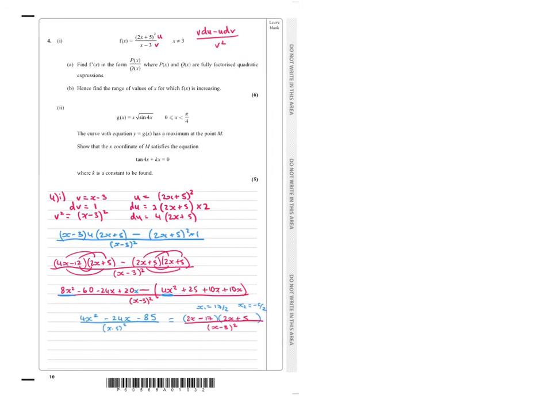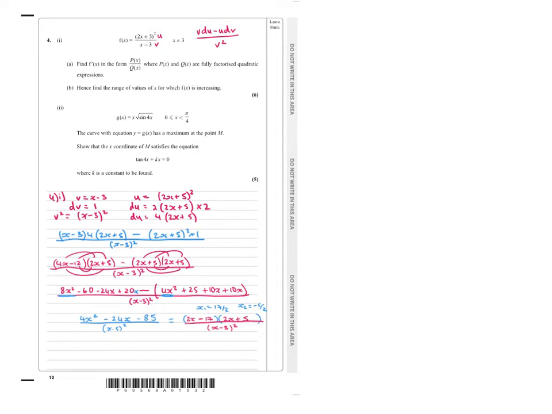Okay. Part B. Hence find the range of values of x for which f of x is increasing. When f of x is increasing, our gradient needs to be greater than 0, doesn't it? So that means f dash of x needs to be greater than 0, because that's when a function is increasing. For this to be the case, that means that our numerator needs to be greater than 0. So we want 2x minus 17 over 2x plus 5 to be greater than 0.